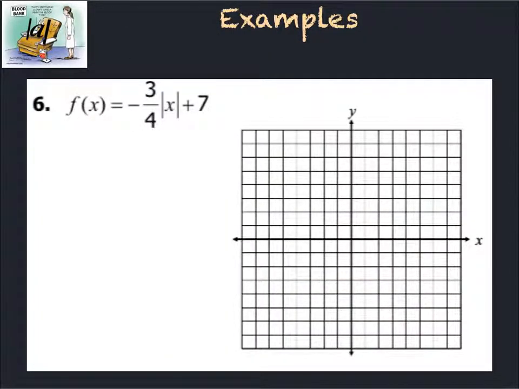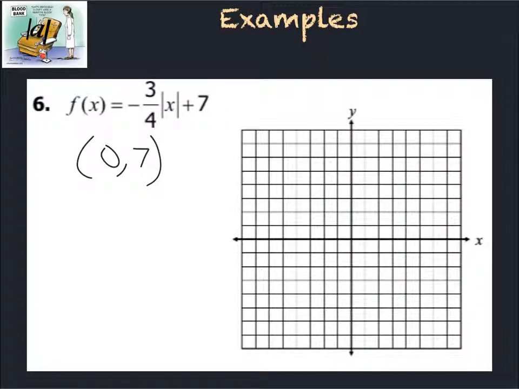All right, let's do this one right here. Here we have negative 3/4 times the absolute value of x plus 7. You might be saying, Mr. Ramos, there is no number in the h position. Yeah, so what represents nothing? 0, right? So your vertex is going to be 0, 7, okay?